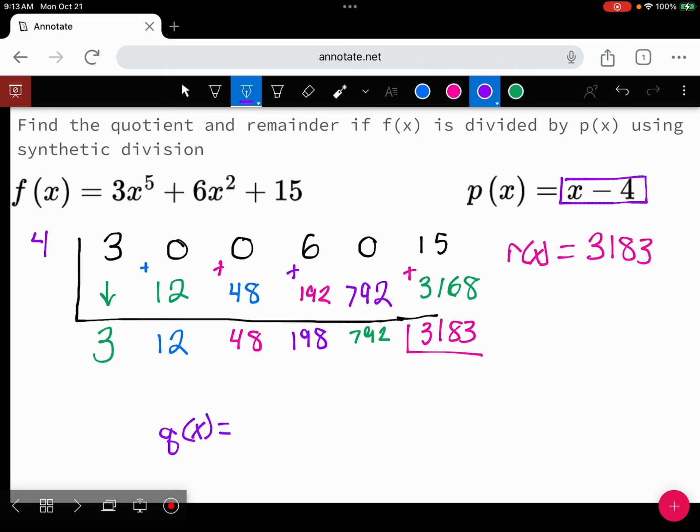What is the power for my first term here? 3x to the what? 4th. Plus my 12. And then we just go down. X cubed. Plus our 48. X squared. Plus 198. X. Plus 792. If I take that and multiply it all out by x minus 4, and I distribute that through, we will have a whole bunch of things cancel out, and we'll wind up exactly with what we had before, our f of x.